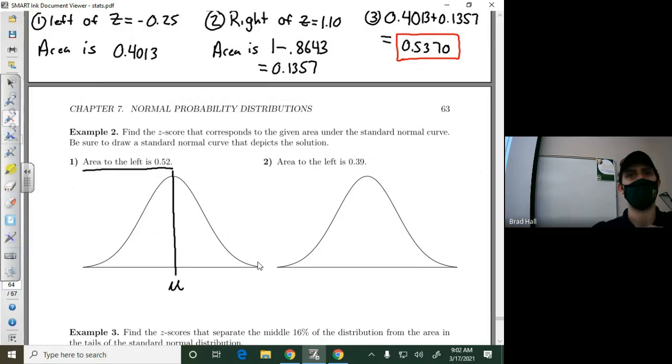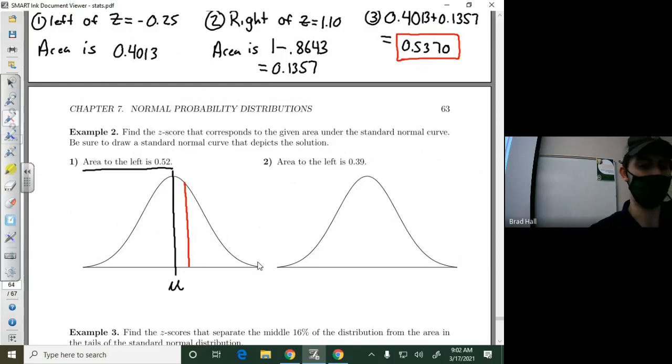So wouldn't it just be the line you already have drawn, this one? So the line I already have drawn, that's an area of 0.5. But we have 0.52. So a little bit to the right, that's correct. A little bit to the right. In fact, it shouldn't be that high up. There we go.